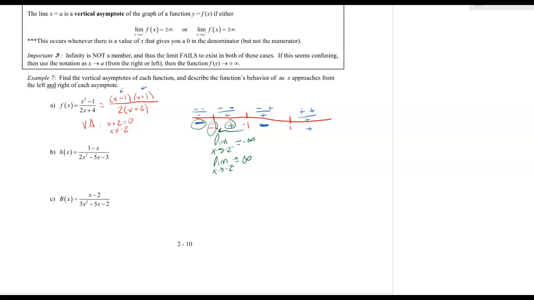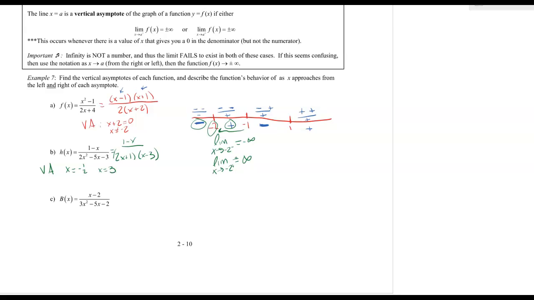Next one, I'm going to factor first, and I'm going to get 1 minus x over 2x plus 1 times the quantity of x minus 3. Alright, nothing cancels, so again, I don't have any holes this time around. I do have two vertical asymptotes. One of them being at x equals negative 1/2, and the other one at x equals 3.